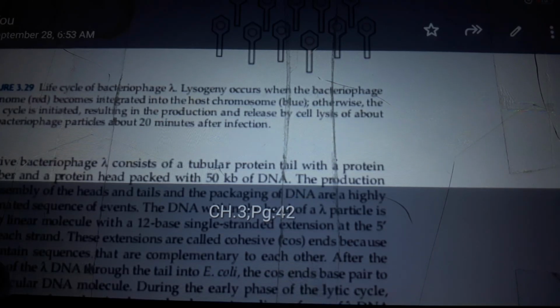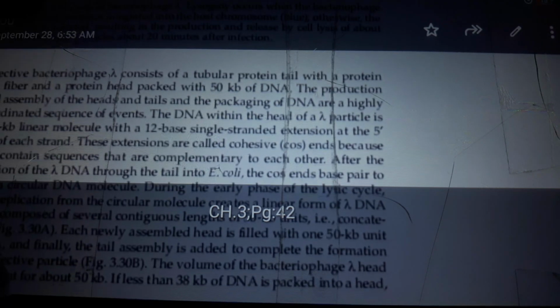The next page, the life cycle of bacteriophage lambda. Lysogeny occurs when the bacteriophage lambda genome, red, becomes integrated into the host chromosome, blue. Otherwise, the lytic cycle is initiated, resulting in the production and release by cell lysis of about 100 bacteriophage particles about 20 minutes after infection.